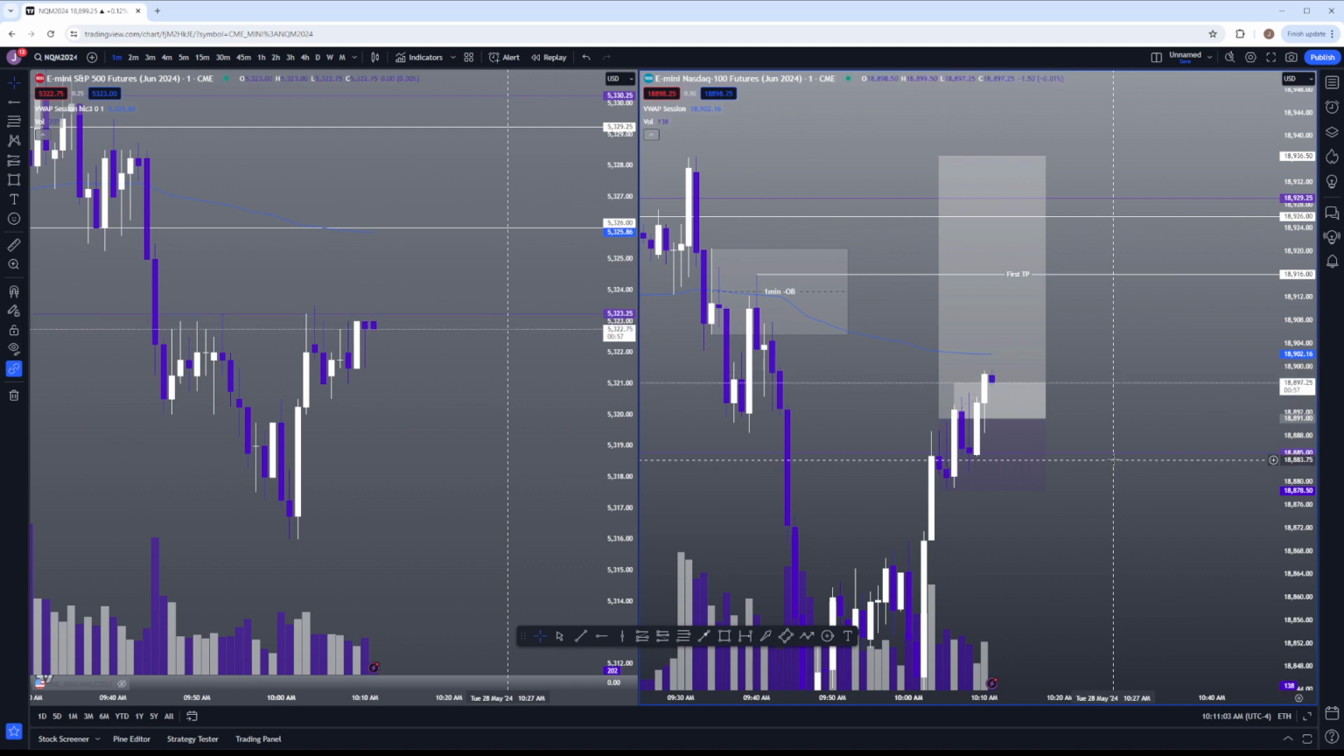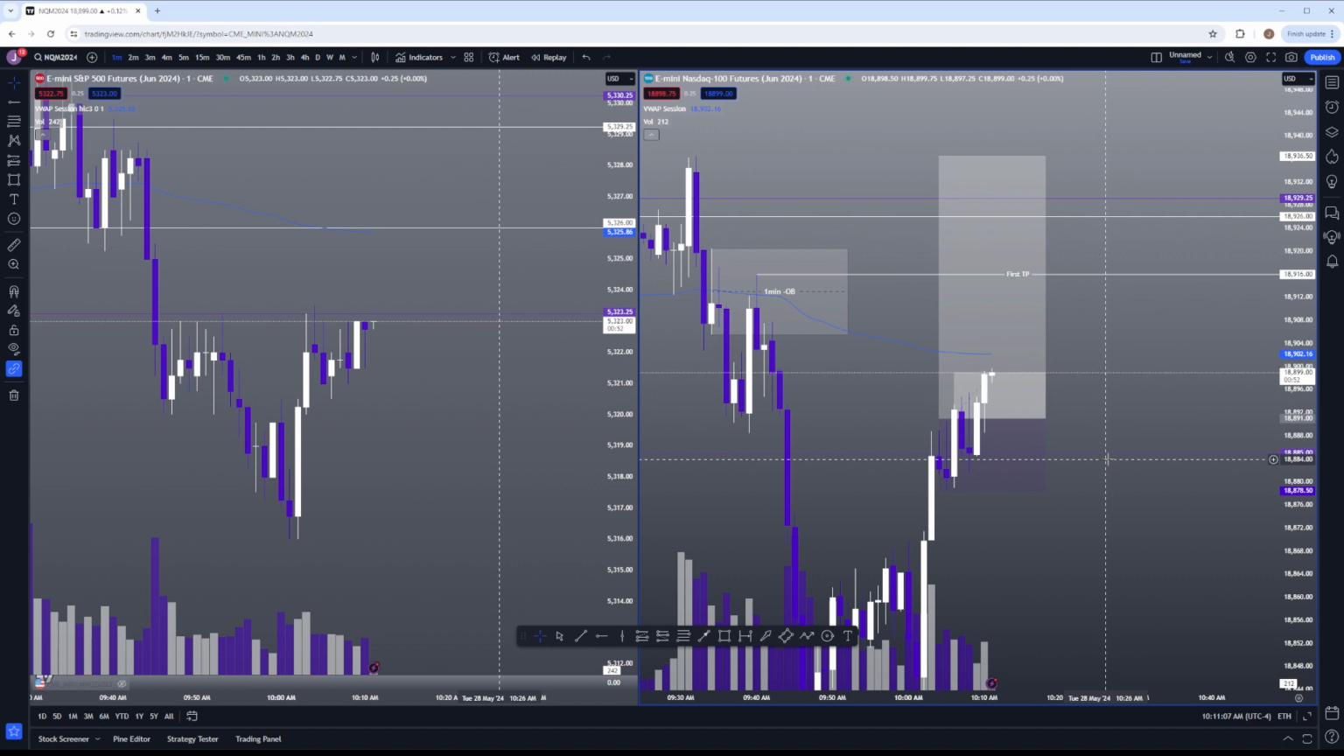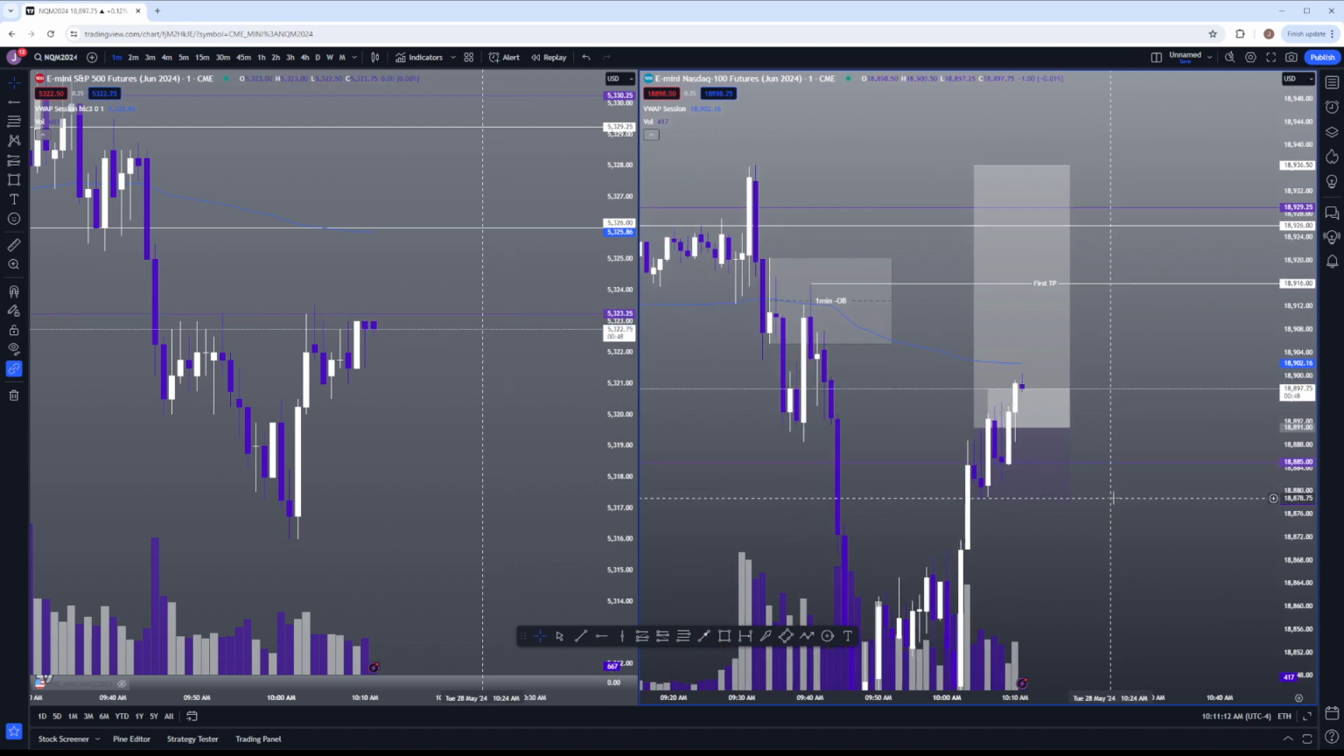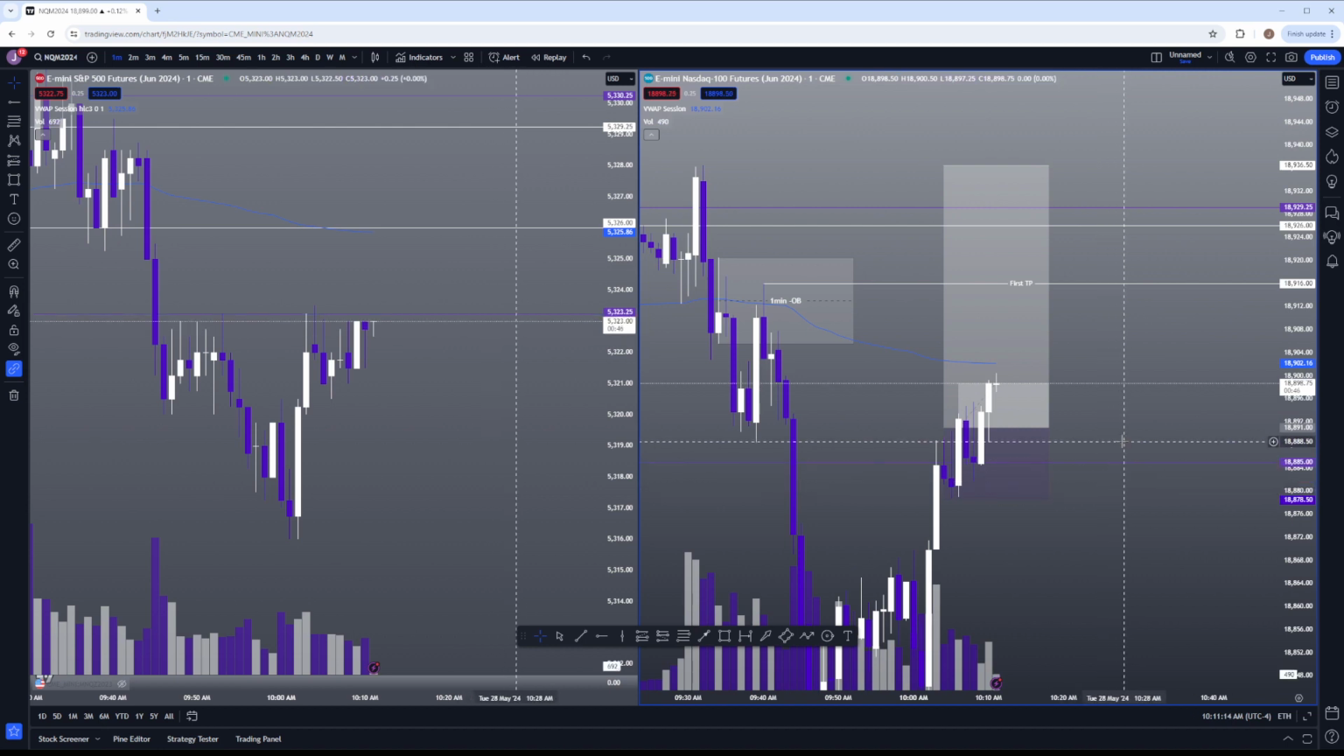We are at VWAP, so this is going to take a lot for us to push through, right? You could always move your stop to break even. You don't have to hold your stop lower. I'm going to keep my stop where it's at right now, and just give this one a shot. Give it a chance to push through.